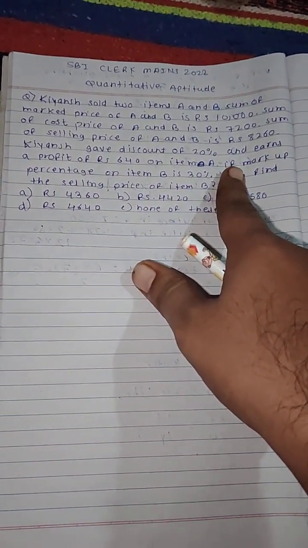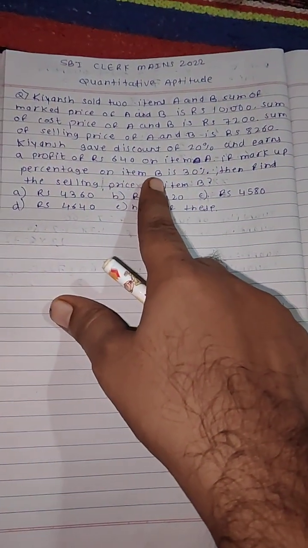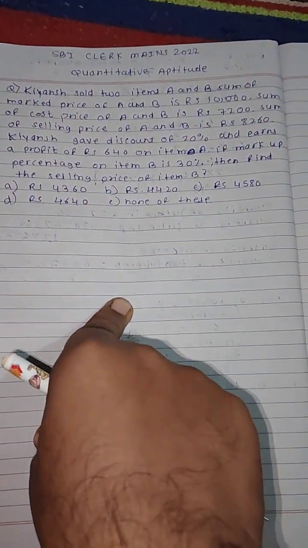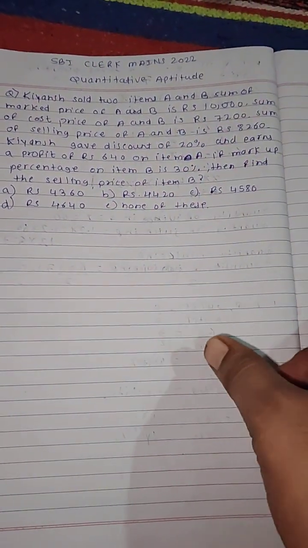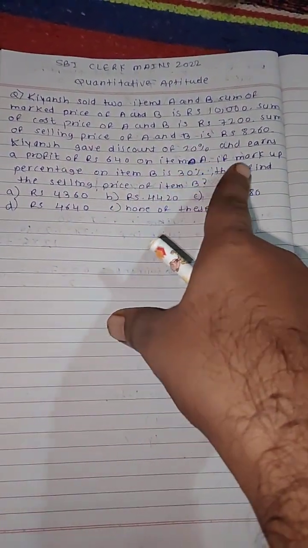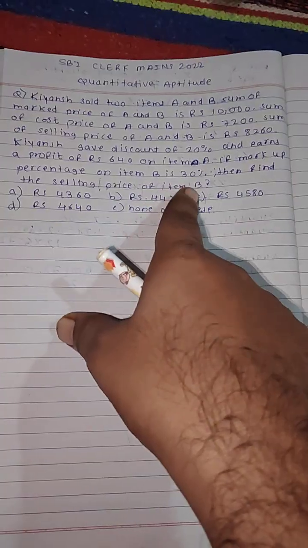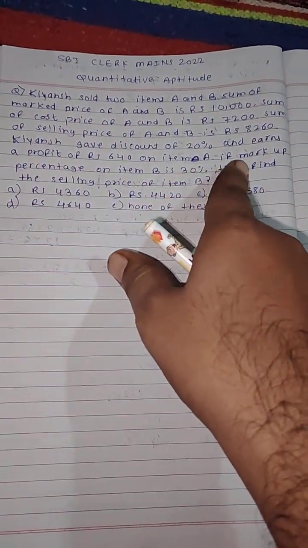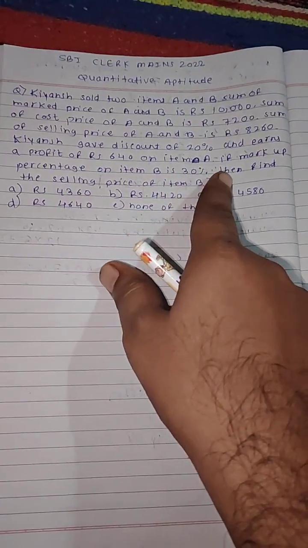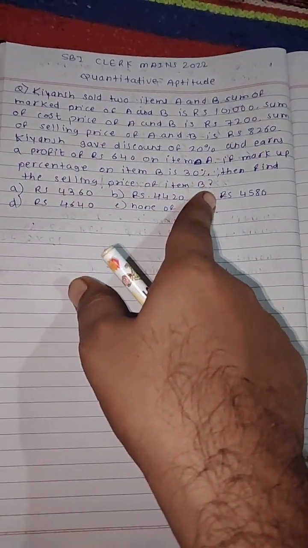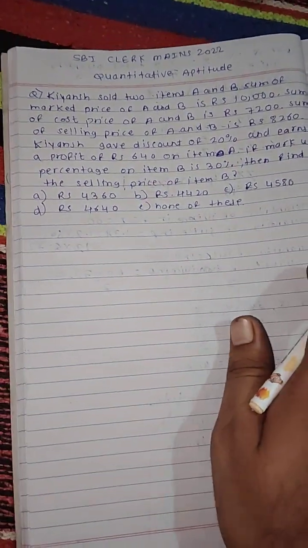And next, they have given that the markup percentage on item B is 30%. Markup percent means if the cost price is 100, it will be 130, so 30% more. Markup means it is the market price, so it will be 30% more. Then we need to find the selling price of item B. So we will solve this step by step.